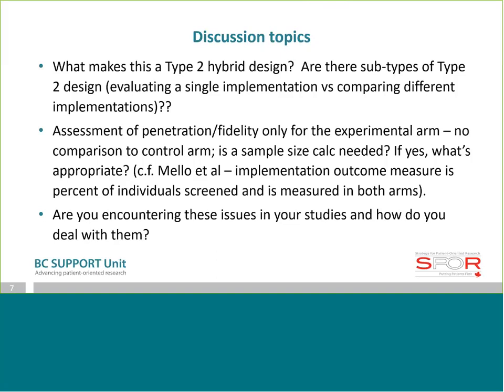Okay. Any thoughts on sample size from the room?